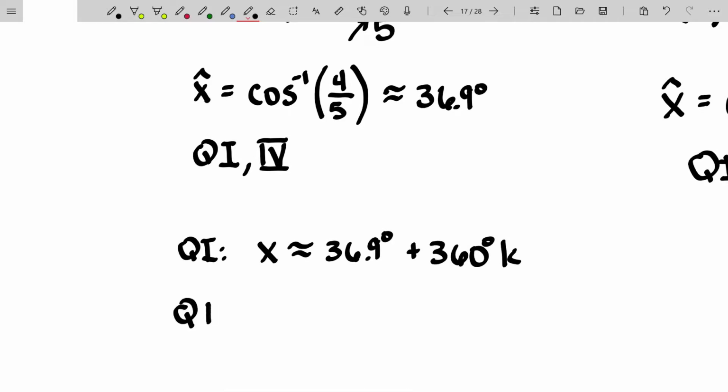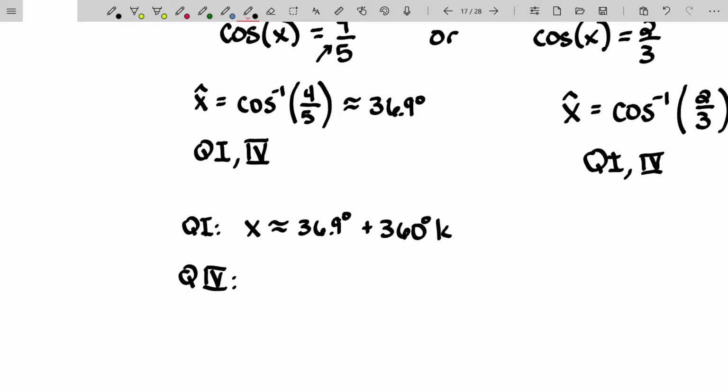But for quadrant 4, if you want to make your life easy on yourself, you don't have to do 360 minus 36.9. You could actually just say x is roughly equal to negative 36.9 degrees. If I have a reference angle in quadrant 4, that means I've gone backwards by 36.9 degrees. Totally fine. You could totally do that. And then plus 360K.